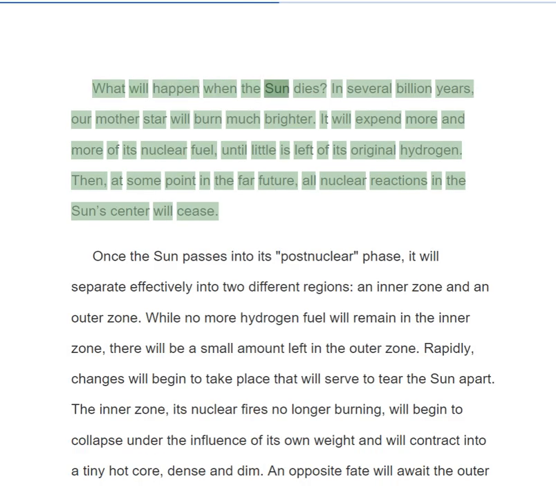What will happen when the Sun dies? In several billion years, our mother star will burn much brighter. It will expend more and more of its nuclear fuel, until little is left of its original hydrogen. Then, at some point in the far future, all nuclear reactions in the Sun's center will cease.